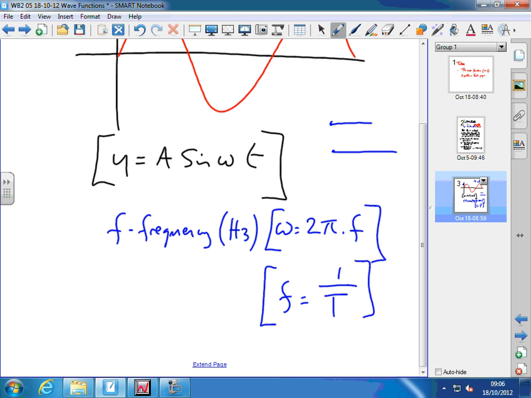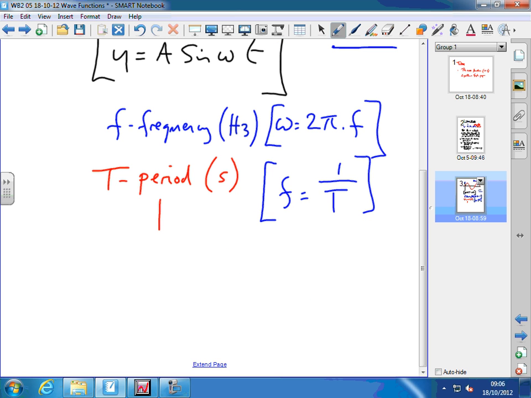So in fact, it's an inverse relationship. If I increase the frequency, I reduce the time for one cycle. So frequency is 1 over T, where T is the period of oscillation. In other words, the time for one cycle, measured in seconds. So the period is the time for one cycle. So those are the relationships.